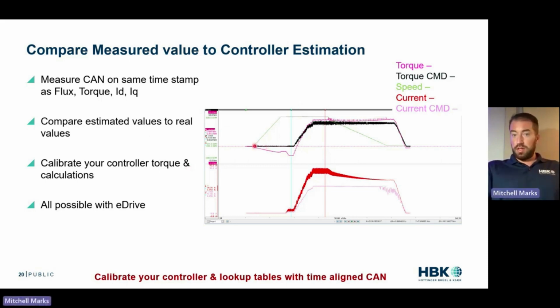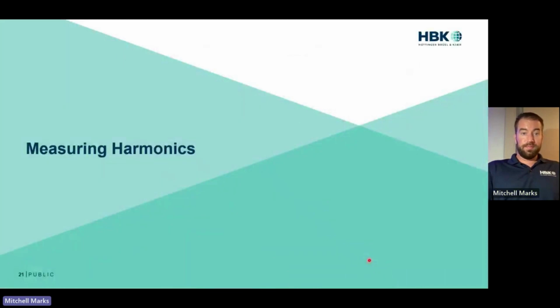And here's an example. We have torque command in black, real torque in pink, and the torque command doesn't actually get to the controller until this point. And then we get this nice kind of estimation. This is an experimental controller, so it's way off. And we can also do that for our RMS values. We can do that for any value in the controller and in the high accuracy calculation. So calibrate your controller and lookup tables with time-aligned CAN and the calculations happening in real time.